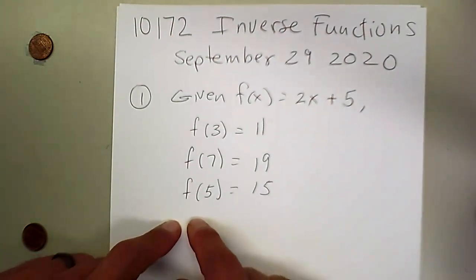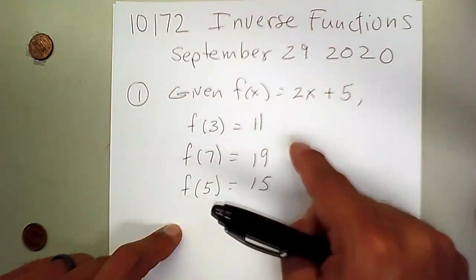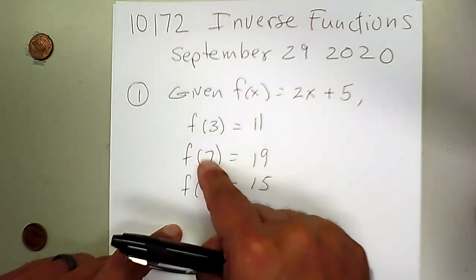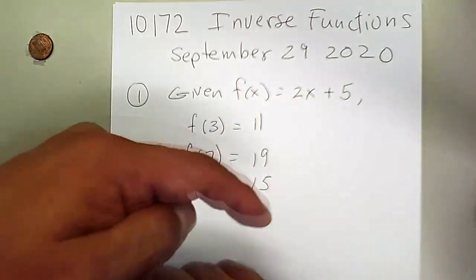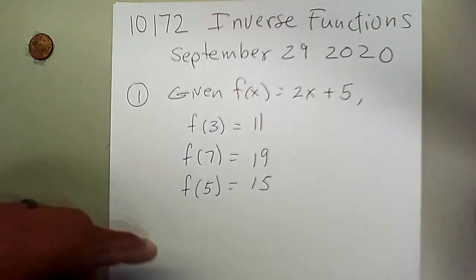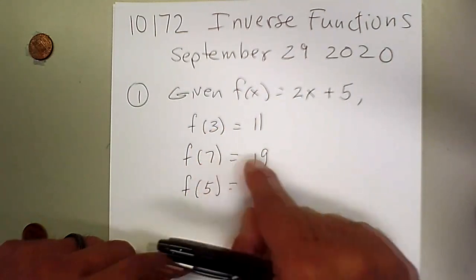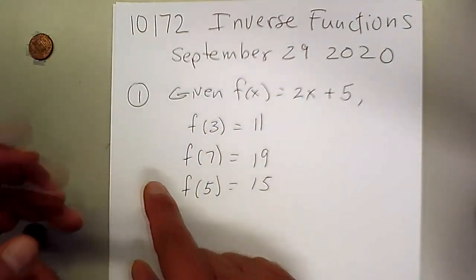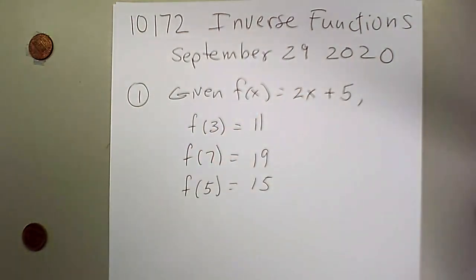Okay, so we want to find a mystery function. For now, a function that takes 11 into 3, 19 into 7, 15 into 5. So it reverses what this function does, or it undoes what this function does. This function takes 3 into 11, 5 into 15, 7 into 19. We want to do the reverse.